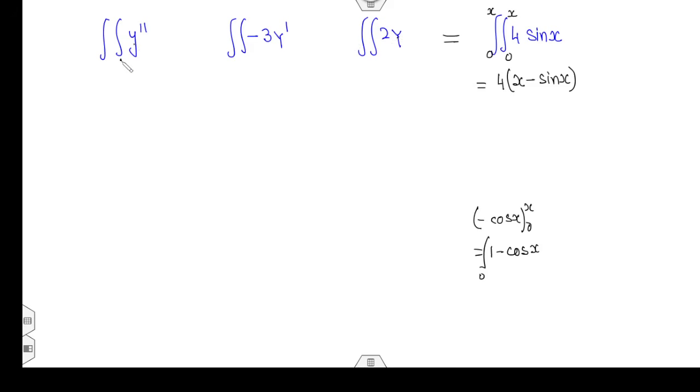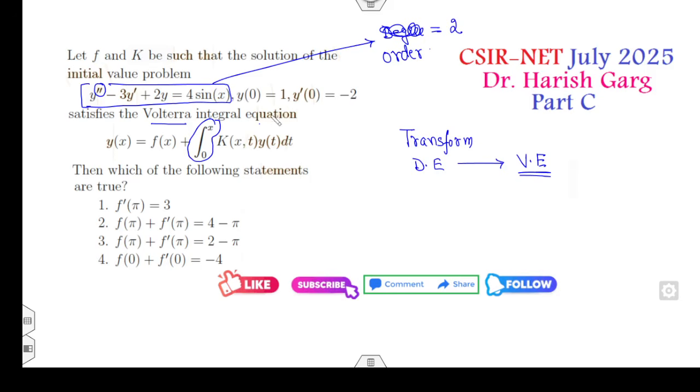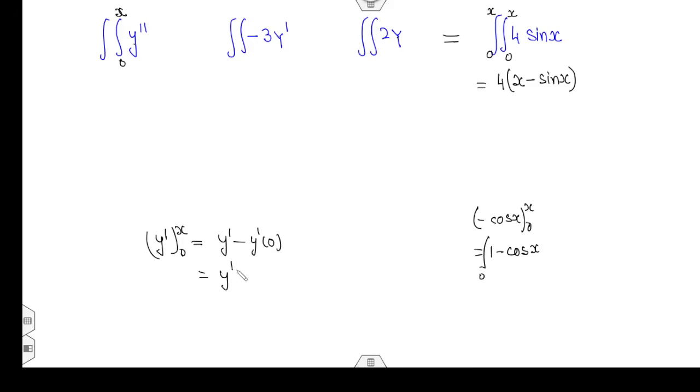Let's do first integration of the first component. What is the integration of y double dash? It's y dash from 0 to x. So I can fill that it is y dash minus the value of y dash at 0. What is the value of y dash at 0? It is given that y dash 0 is minus 2. So this number will be y dash plus 2.